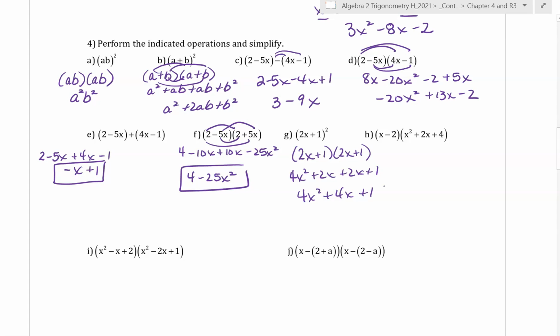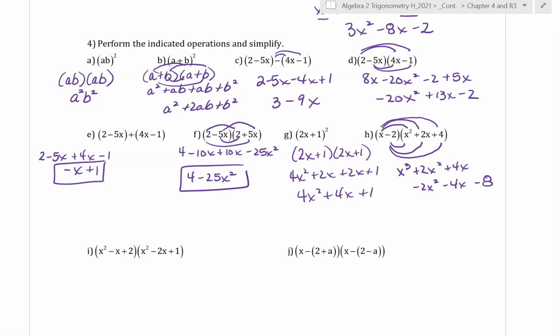Okay, so for part H, this might take a while because you have to distribute x times each term in the trinomial. Then you're going to distribute the negative 2. You're going to multiply negative 2 times each term in the trinomial. So go ahead and pause the video and give it a try.